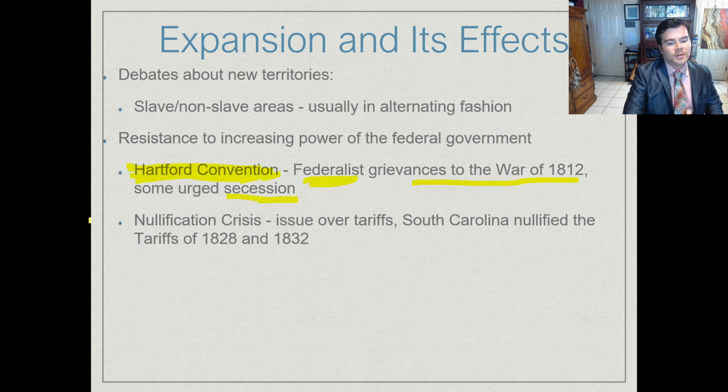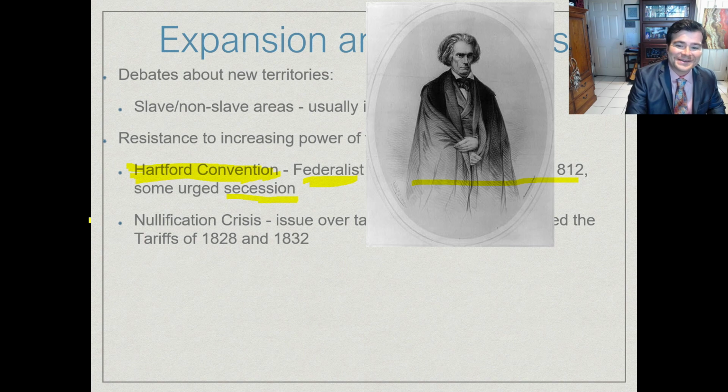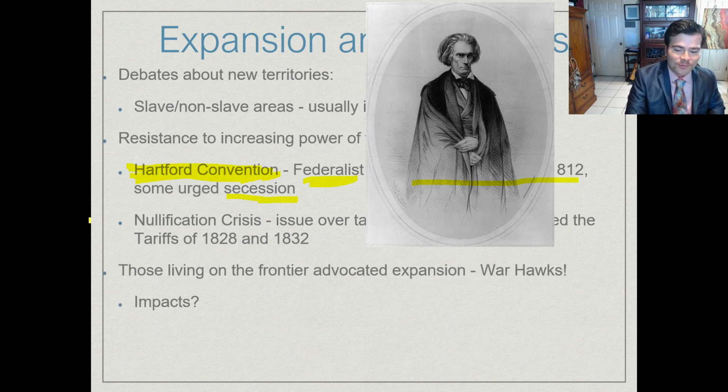Nullification crisis. Issues over tariffs. South Carolina was going to nullify the tariff of 1828 and 1832, the tariff of abominations. Was it the 1828 one? The 1832 one actually lowered the tariffs, but they were like, we hate it, because they weren't listening anymore. So John C. Calhoun was like, yeah, good, you can nullify stuff. And Andrew Jackson was like, bro, you're the vice president, are you crazy? And then Andrew Jackson wanted to assassinate his vice president. He wanted to murder him.